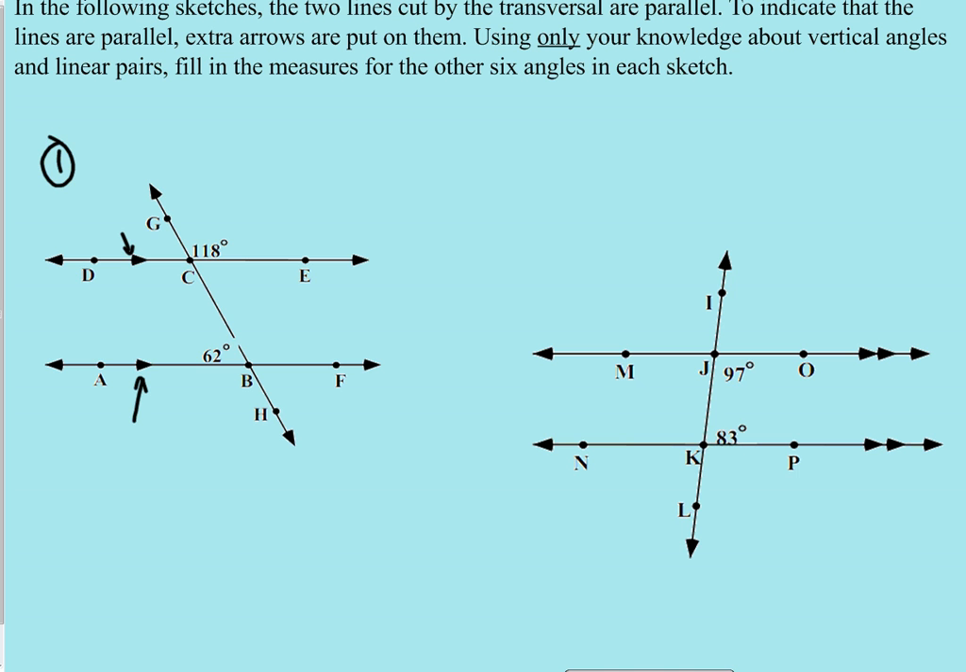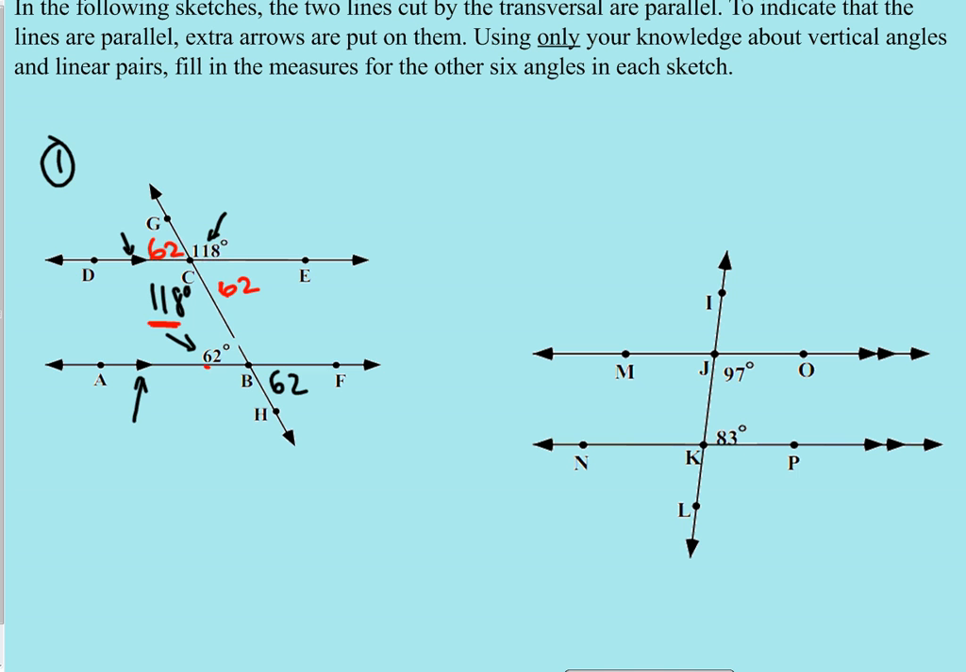Well, if this one's 118, this one's 118. If this one's 62, this one's 62. That's just what I know from vertical angles. Now, what I also know is that two angles that go together to make a line are a linear pair, and they add up to 180. So I know that much. So I know if this is 118, this is 62. This is also 62 because that's a vertical angle.